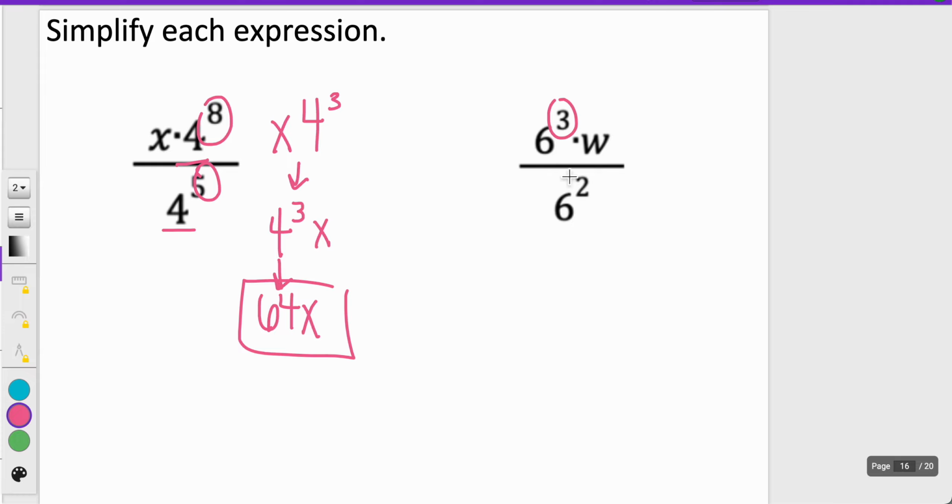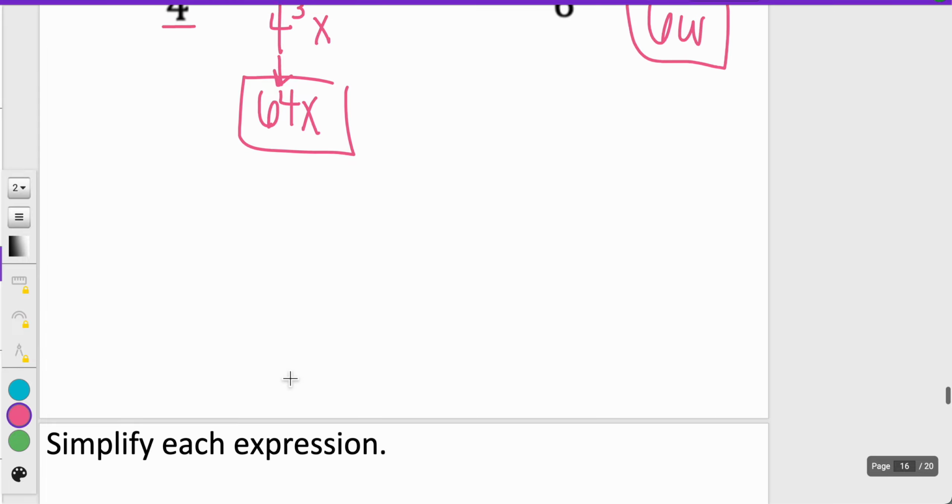The next one, I can subtract the 3 and the 2 because I have the 6 in common. That'll be 6 to the first power times w, which will be 6w simplified.